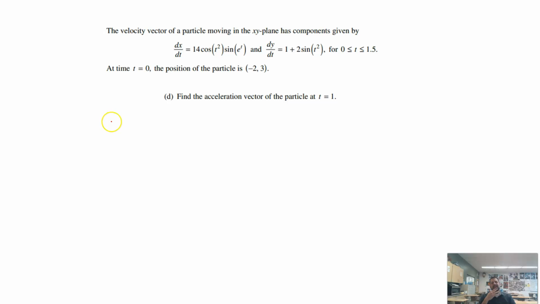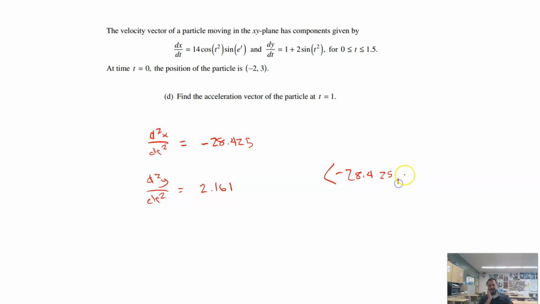And then letter D says find the acceleration vector. Well, what that means is we have to take the derivative of each of these and then plug in 1. So when I take the derivative of the x component of the velocity, I get negative 28.425. And when I do the same thing for the y component, again, I'm just using math 8 on my calculator, I get 2.161. So my acceleration vector, if I want to write it formally, looks like this right here.